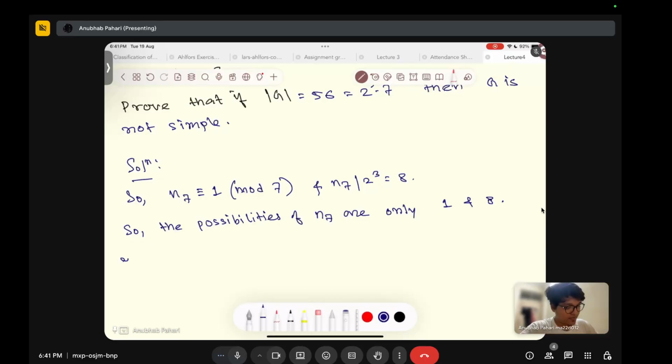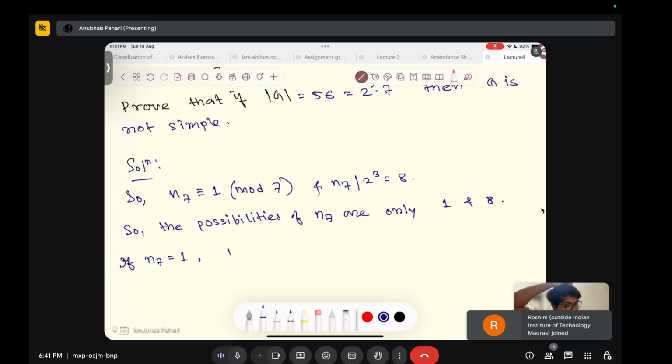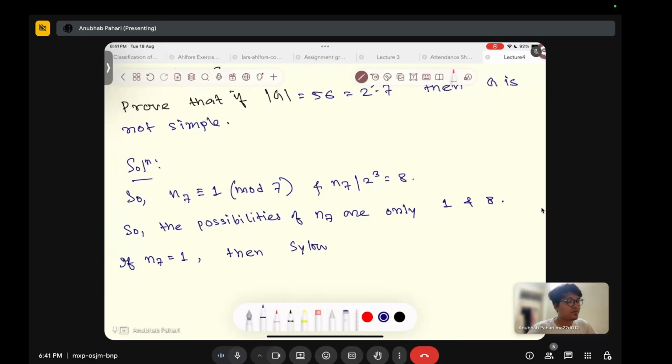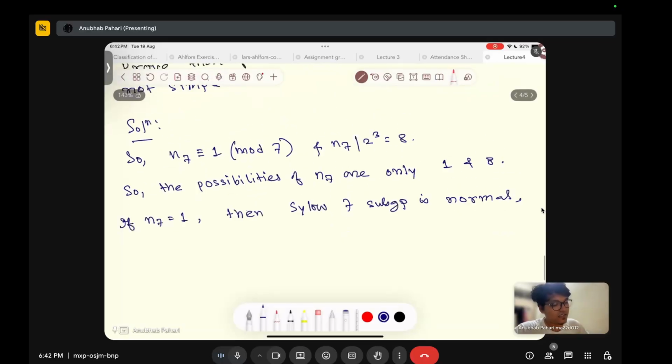If n7 equals 1, then the Sylow 7 subgroup is normal, like we saw in the previous arguments. Then G is not simple.